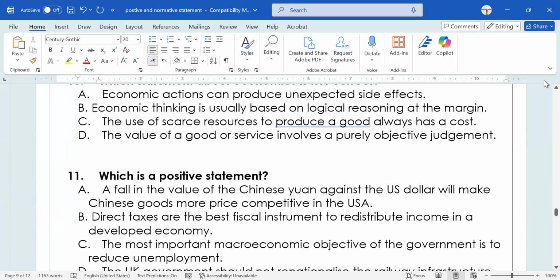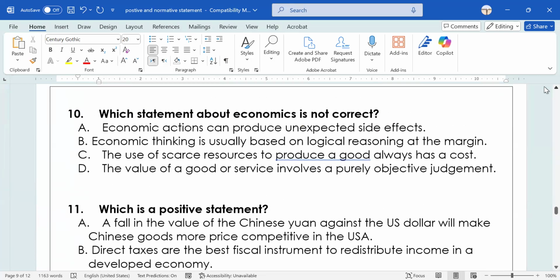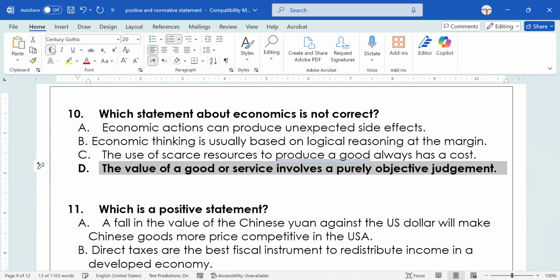Okay, number 10. Which statement about economics is not correct? This one is letter D: the value of goods and services involves purely objective judgment. No, because the value of a good or service is often subjective, not purely objective. It depends on your personal preferences, on the cultural context, on your income, and on your individual needs and wants.